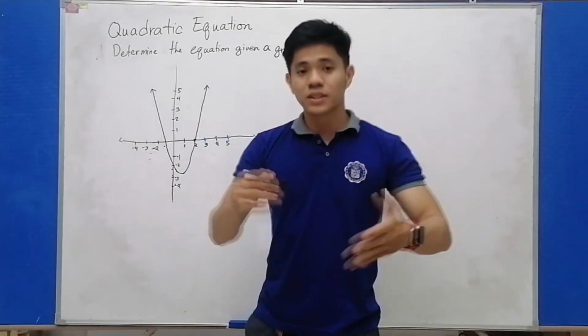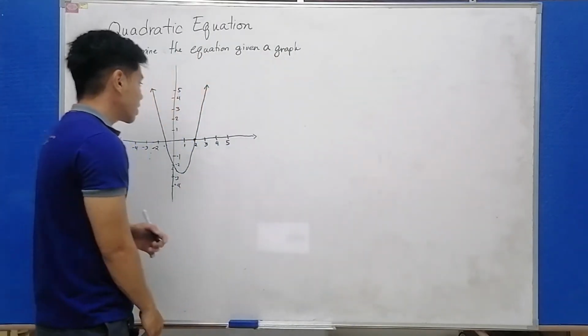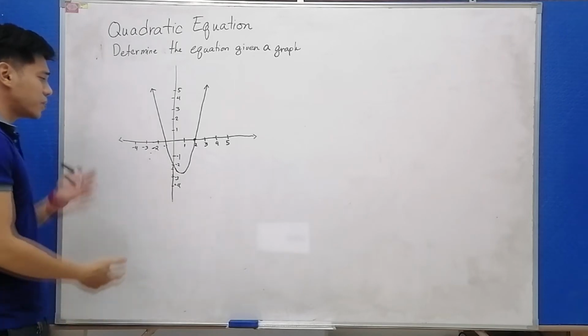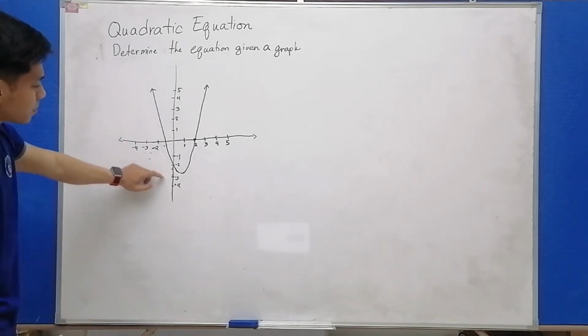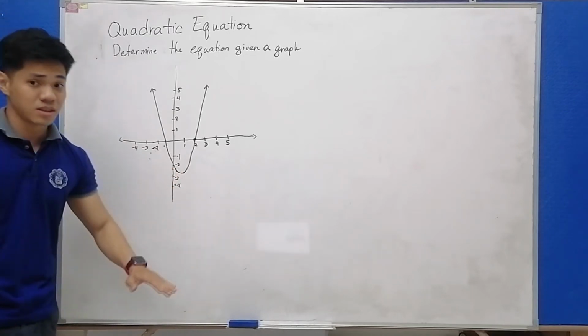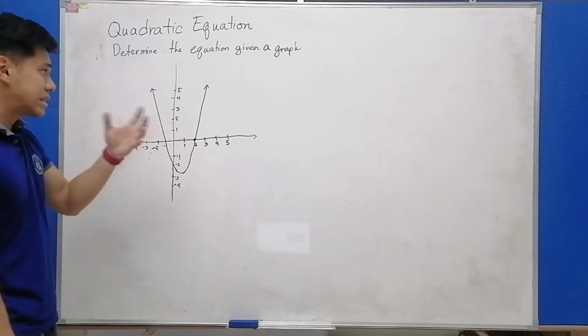From our previous example, we were able to use the vertex form to solve for the equation. So now let's look at this parabola. What we can identify is that we cannot completely identify the proper vertex form because it's in between -2 and -3, and the vertex is not easily identified.